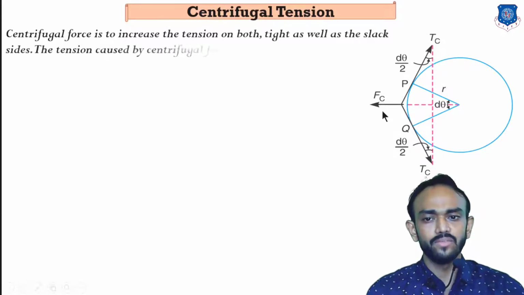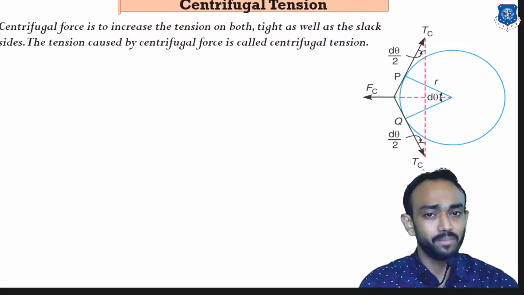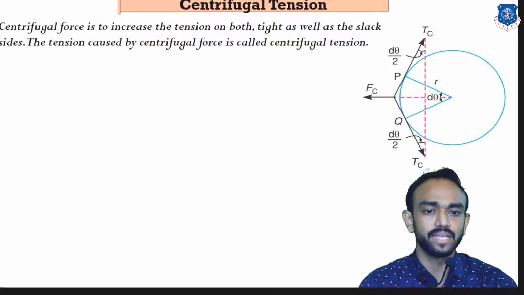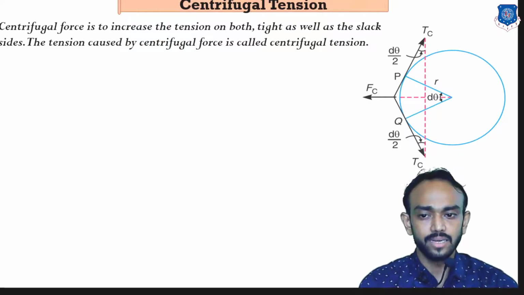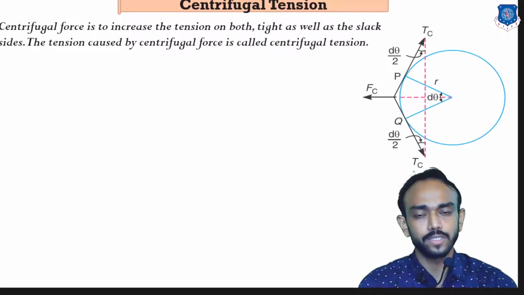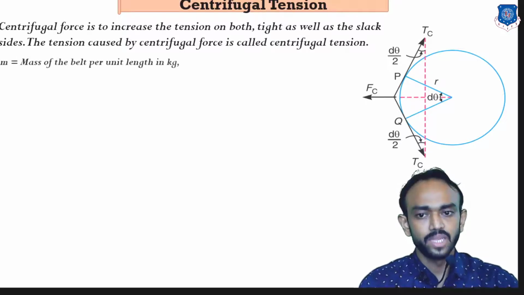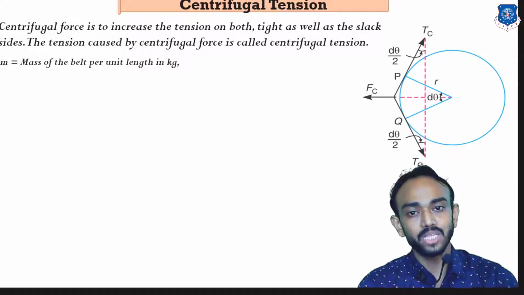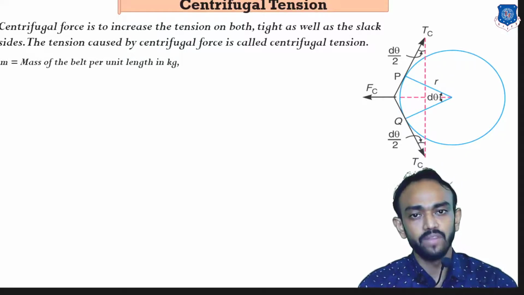So when we are considering the mass of the belt, the centrifugal force of that mass in the outward direction increases the tension on both the tight side as well as the slack side. The tension caused by the centrifugal force is called centrifugal tension, and in this case m is the mass of belt per unit length in kg. Remember that the unit of this mass is not only kg but per unit length. Okay, mass per unit length, so it will be kg per meter or kg per mm, something like that.